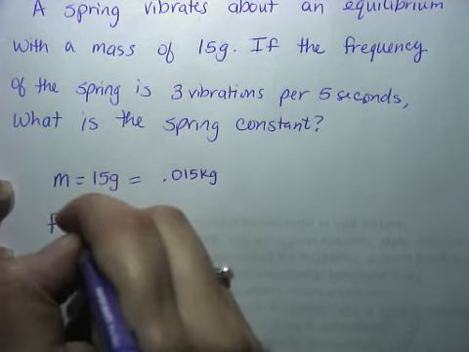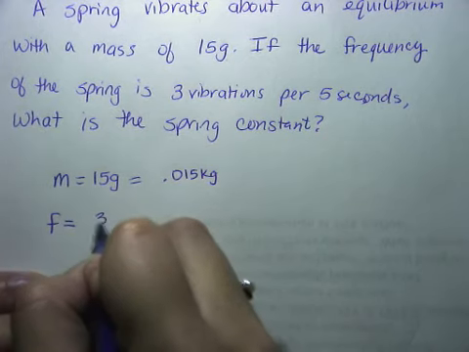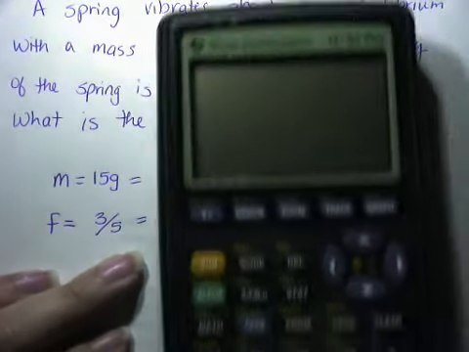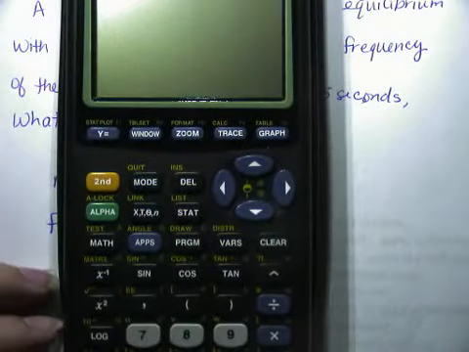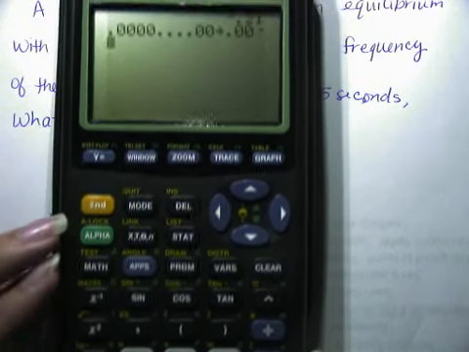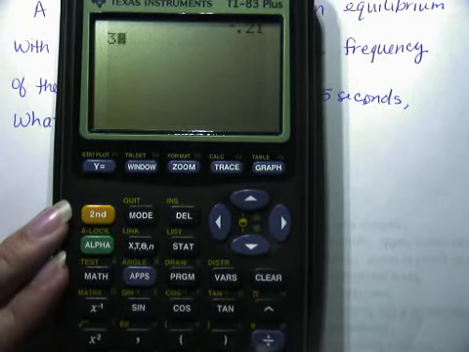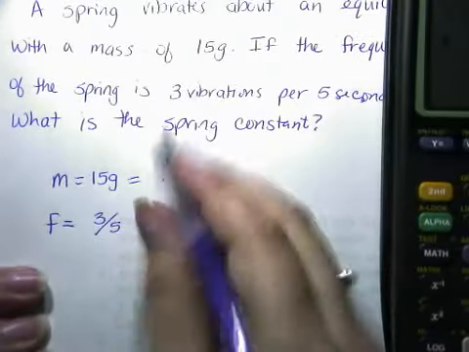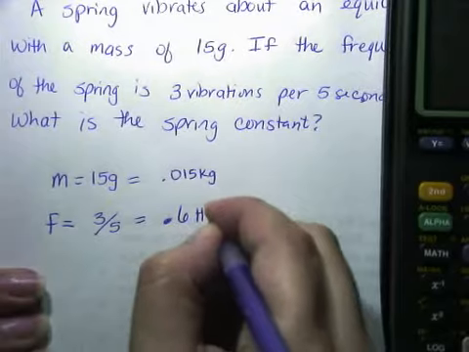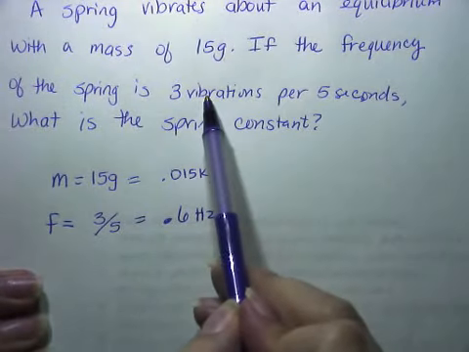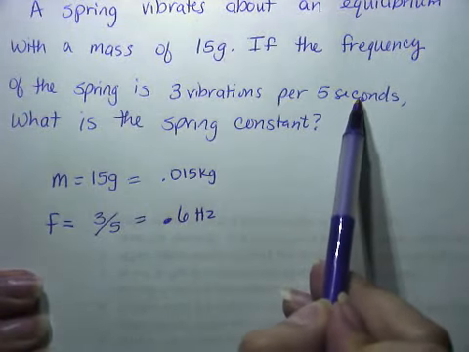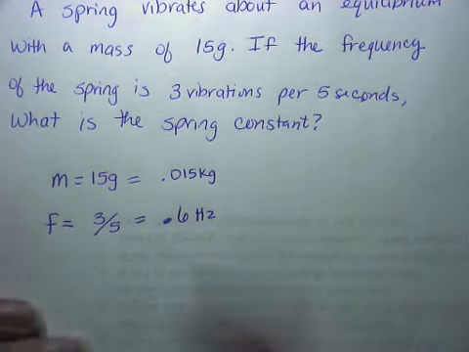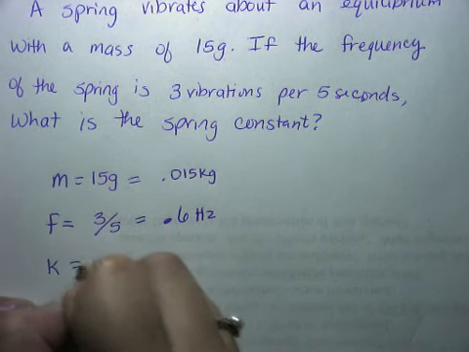The frequency of this spring is 3 vibrations for every 5 seconds. To calculate the frequency, I'm going to simply type in 3 divided by 5. So the frequency is 0.6 hertz. Remember, it's the number of vibrations over time. That's the definition, and to calculate it, you just divide the two numbers. They want us to find the spring constant, and my variable is going to be k.